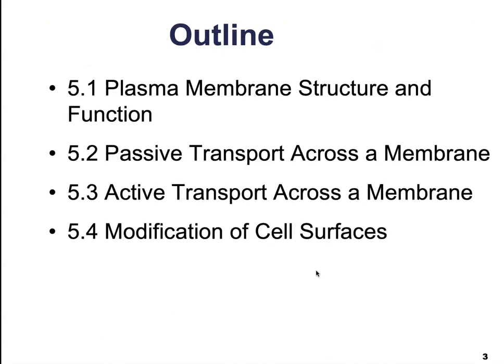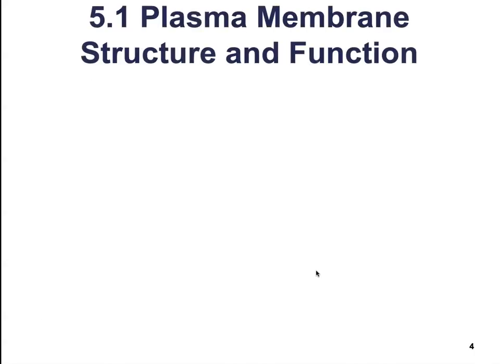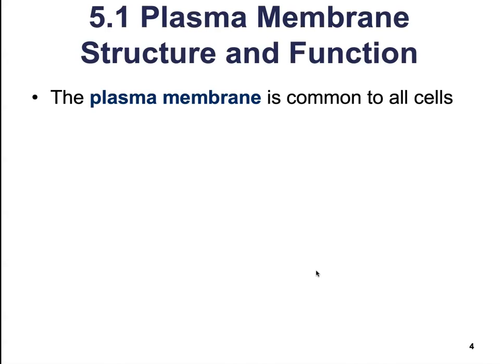In terms of outline, we'll talk about the plasma membrane and its structure, and then transport across the membrane. We'll talk about passive transport, active transport, and then some modifications of cell surfaces.